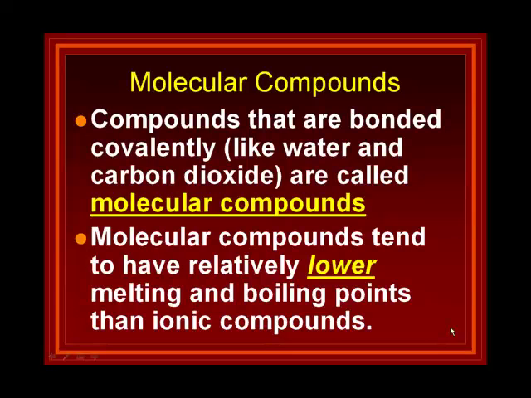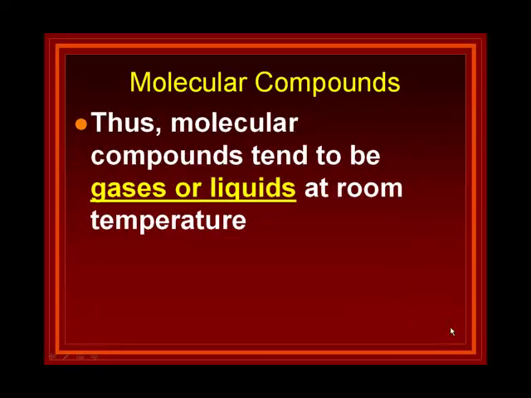If you recall in the last one, salt melted at about 800 degrees Celsius. That's just melting, okay? Ice melts at 0 degrees Celsius and boils at 100 degrees Celsius. So its boiling point is still much lower than NaCl, an ionic compound. Consequently, because they have lower boiling points and melting points, most of your molecular compounds, not all of them, tend to be gases or liquids at room temperature.